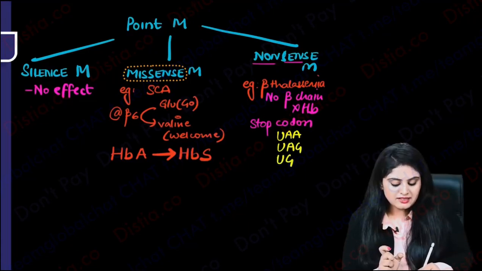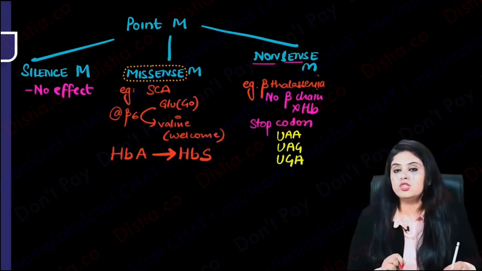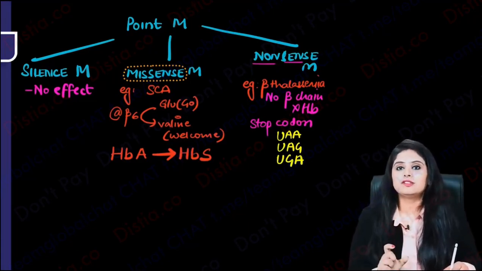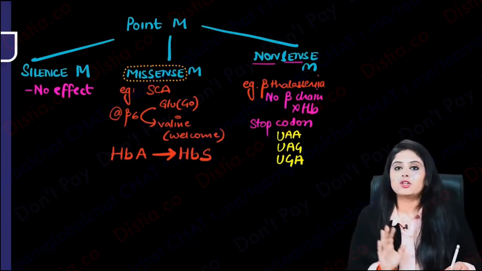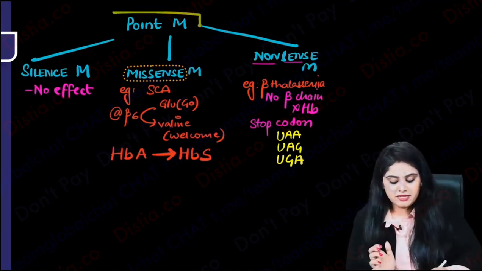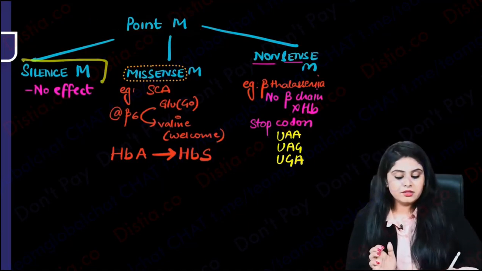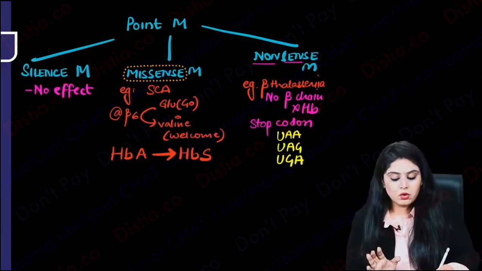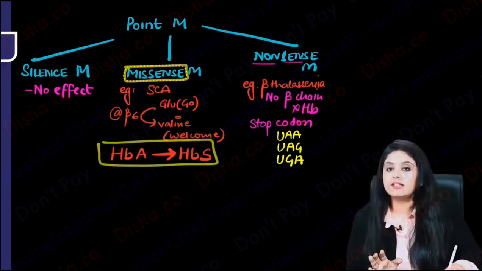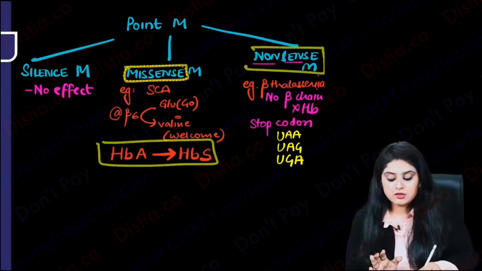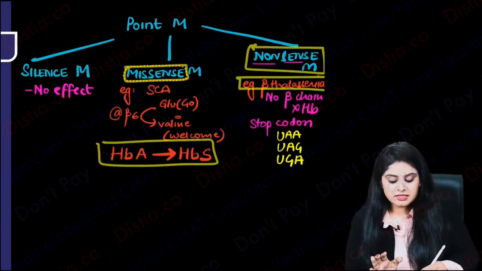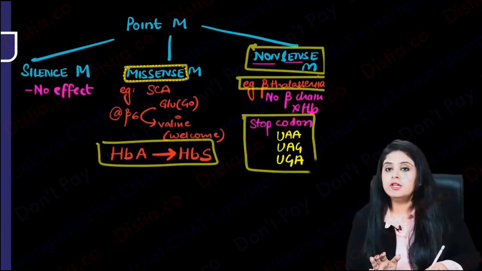UAA, UAG and UGA. Some change has happened so that one of the stop codons has come, as a result of which no production will occur. So these are the 3-point mutation flashcard for all of you. Either it's not going to result in any change, so a silent mutation, or it's going to change the entire sense, like in a case of sickle cell anemia, or it will stop the production altogether in a case of beta thalassemia. That is going to be because of a stop codon.